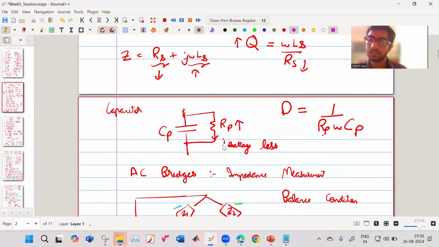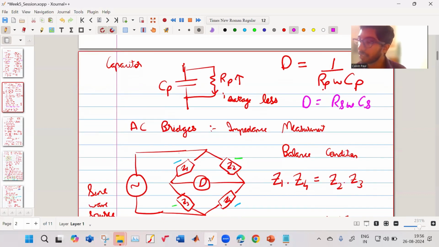Now the capacitance, the dissipation factor is 1 upon Rp omega Cp. And then we also found that D can be written as Rs into omega Cs. We derived this. Okay. Now these AC bridges are used for impedance measurement as well as they can be used for frequency measurement.